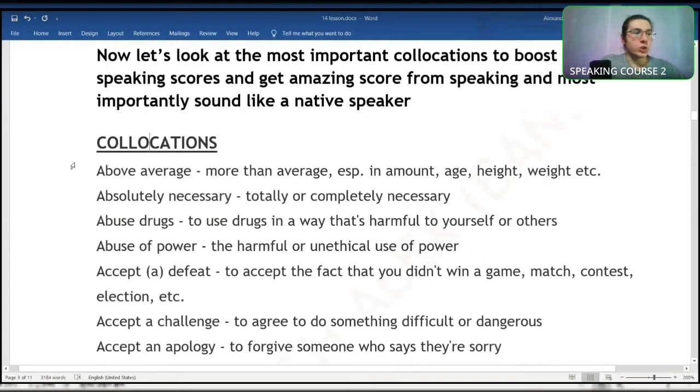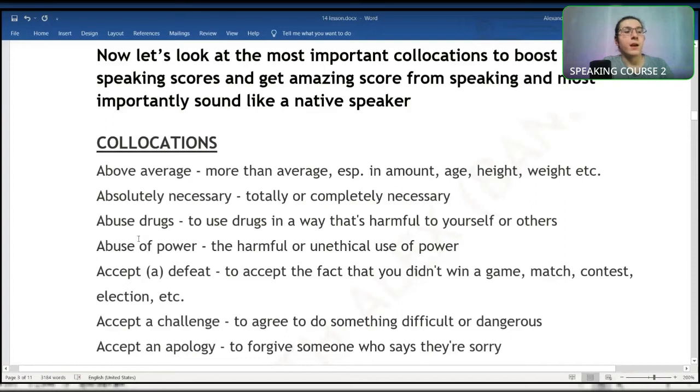Above average. So this just means more than normal, and this sounds great. Let me give you an example. I recently found a job with an above average salary, and I'm planning to take it. Absolutely necessary. Great collocation for something that you have to do 100%. It is absolutely necessary for you to learn how to plan your vocab in a different way.